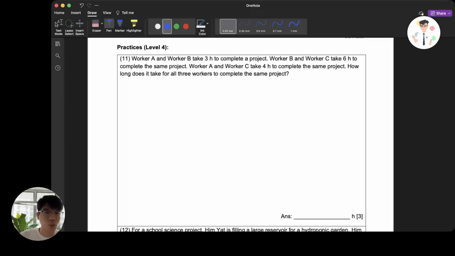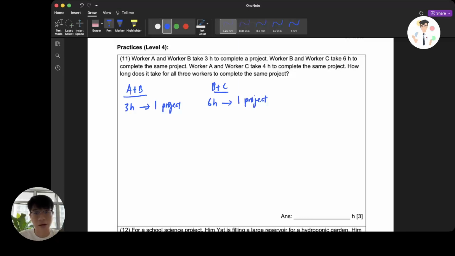So now I have worker A. Let me just write up here first. I have worker A, I have worker B. These two take 3 hours to complete one project. And worker B and C take 6 hours to complete the same project. So I have B plus C. This takes 6 hours to complete one project. And worker A and C, now I have another A plus C, takes 4 hours to complete the same project. How long does it take for all 3 workers to complete the same project?